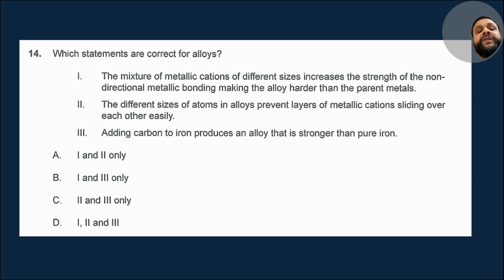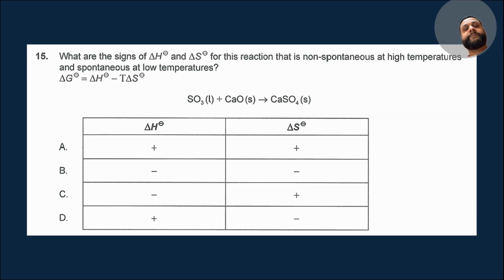Number 3, adding carbon to iron produces an alloy that is stronger than pure iron. Yes, so it is steel, and hence all 3 statements are correct. So option D is the correct answer.